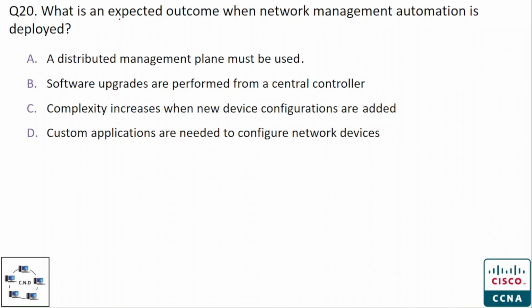Question number 20. What is an expected outcome when network management automation is deployed? The options are option A, distributed management plane must be used. Option B, software upgrades are performed from a central controller. Option C, complexity increases when new device configurations are added. And option D, custom applications are needed to configure network devices. And the correct option is that in network management automation, software upgrades are performed from a central controller.